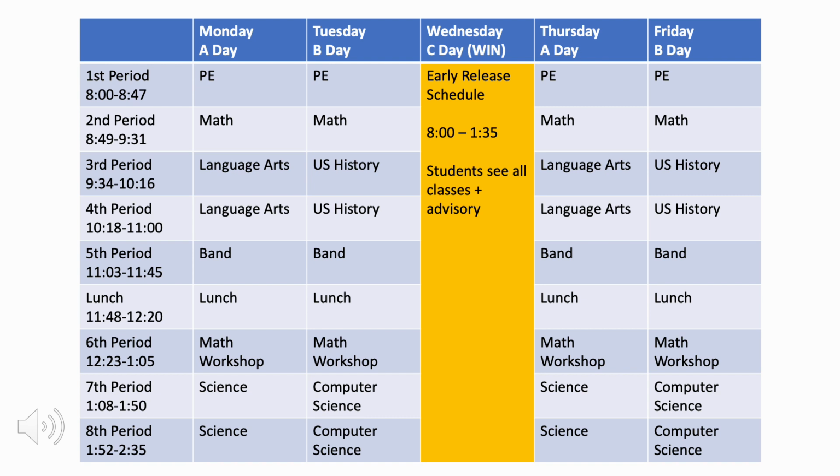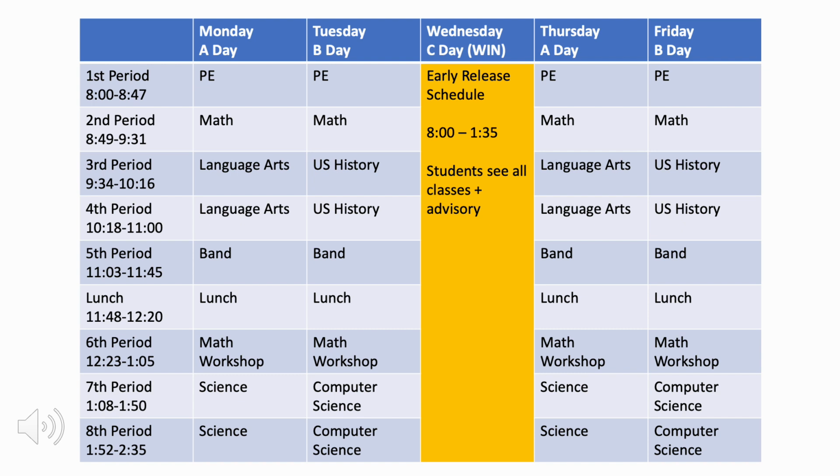And you'll note again that for the student that we just looked at, they have PE every single day across their schedule. Then they go to math again every single day. Then moving into their language arts and history block where they alternate A, B days. In 5th period, we're back to band every single day. This view does show lunch. Then we go to math workshop and back to ending the day, alternating between science and computer science. Again, on Wednesday, our students are going to be released at 1:35, and they will see their classes plus their advisory block on Wednesday.